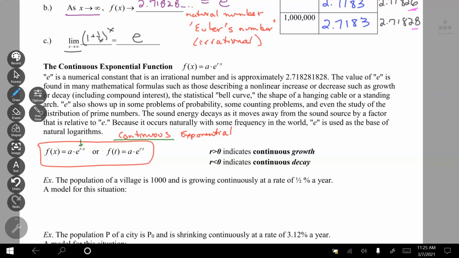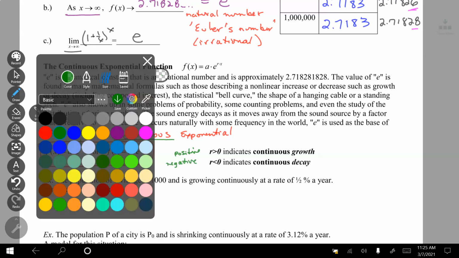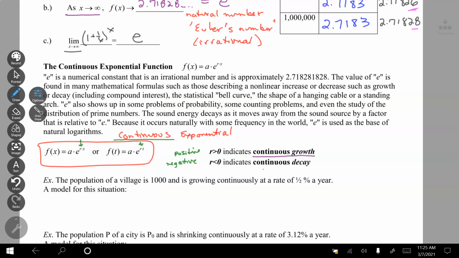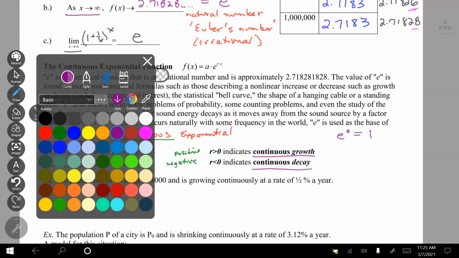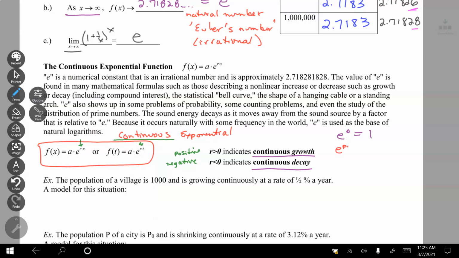So then we have this r in here. r is just the rate, just like we had before. We have positive r's and we have negative r's. Positive r's are for continuous growth, and negative r's are for continuous decay. If you think about it, e to the 0 is equal to 1, because anything to the 0 is equal to 1. Well, e to a positive, which is bigger than 0, is going to be something bigger than 1. And e to a negative, since negative exponents don't make negative numbers, they just make 1 over, is going to be something smaller than 1. So we're going to use a positive rate for continuous growth and a negative rate for continuous decay.